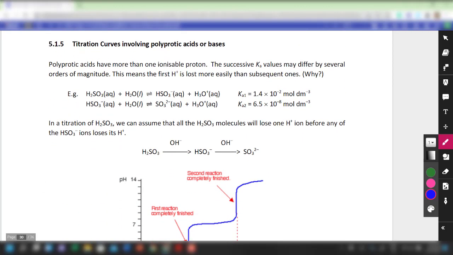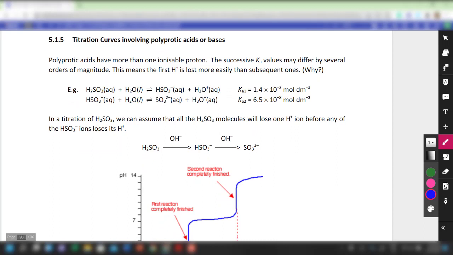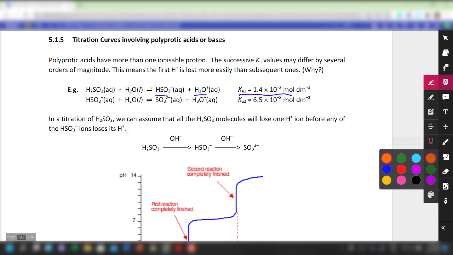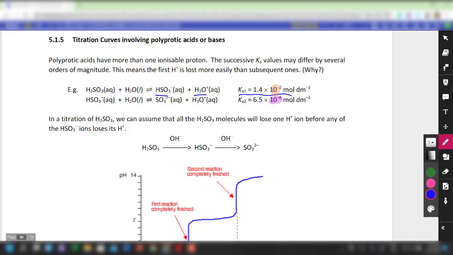Okay, then for titration curves involving polyprotic acids and bases, what exactly are polyprotic acids? For example, in this case, we have sulfurous acid, which has two Ka values, because it has two equivalents of H+. The first ionization will produce HSO3- and H3O+. You notice the Ka value magnitude is in the region of 10 to the power minus 2. For the second ionization, you notice that HSO3- is 1 million times weaker than H2SO3, as seen from the Ka2 value.